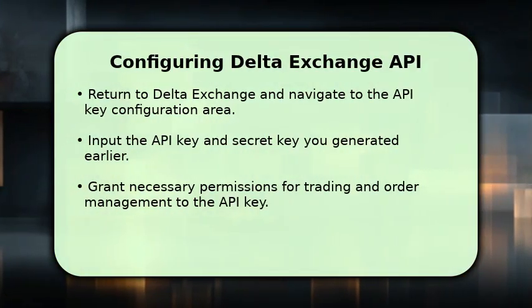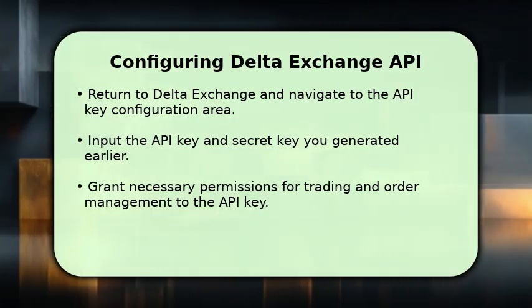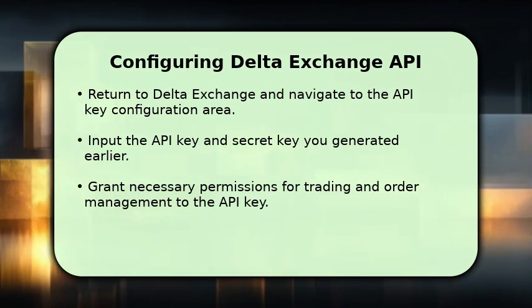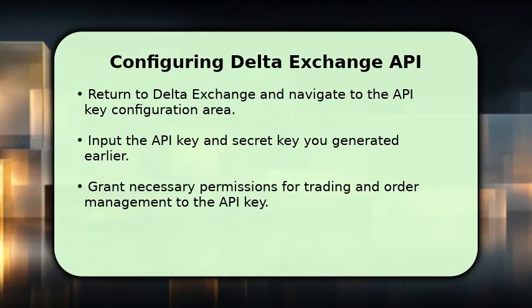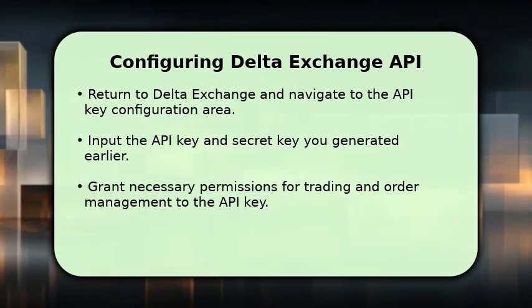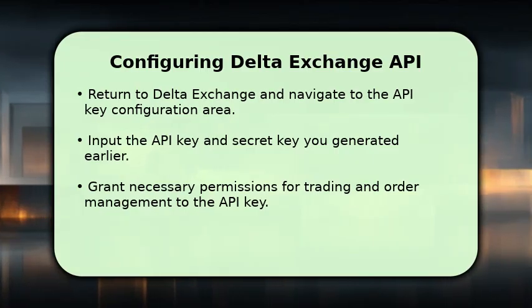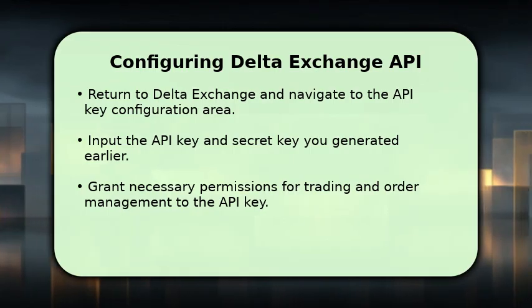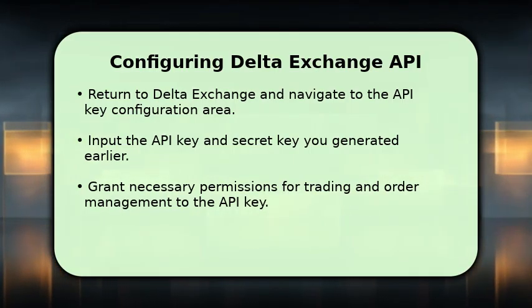Now, head back to Delta Exchange. In the API management section, you'll need to configure the API key you just created. Enter the API key and secret key into their respective fields. Crucially, you must set the correct permissions for this API key. Ensure it has the necessary access for placing and managing orders, but avoid granting unnecessary permissions to maintain security. Double-check all entries before saving.